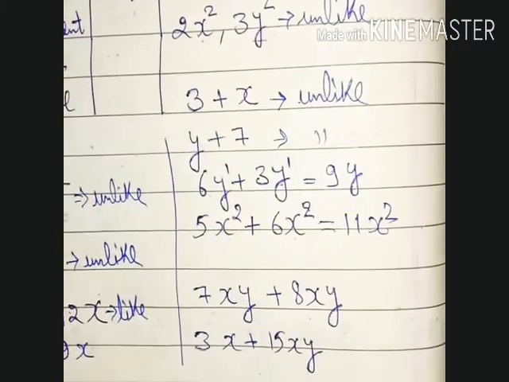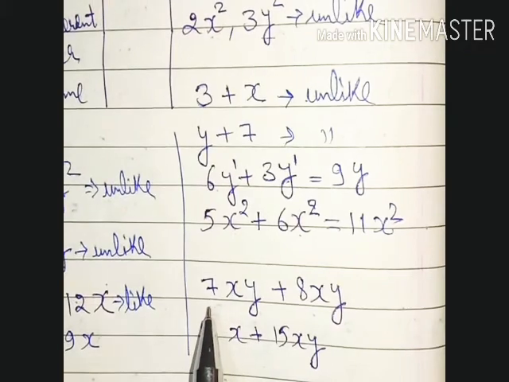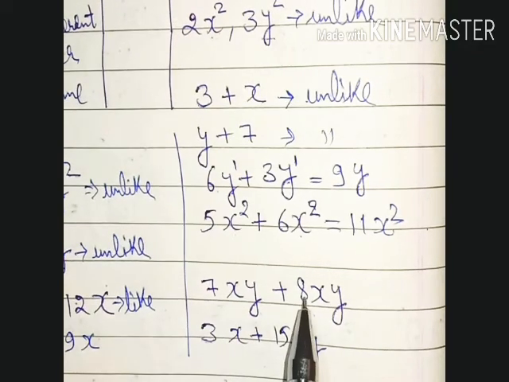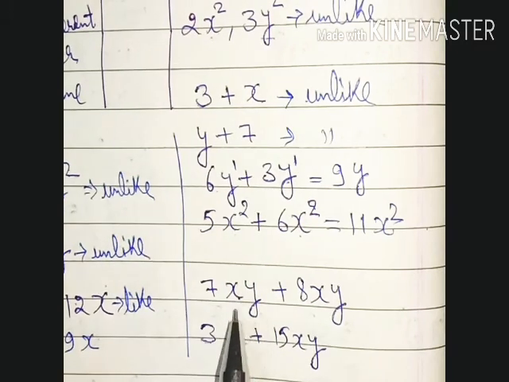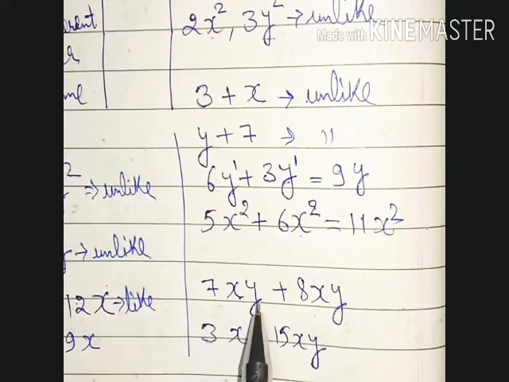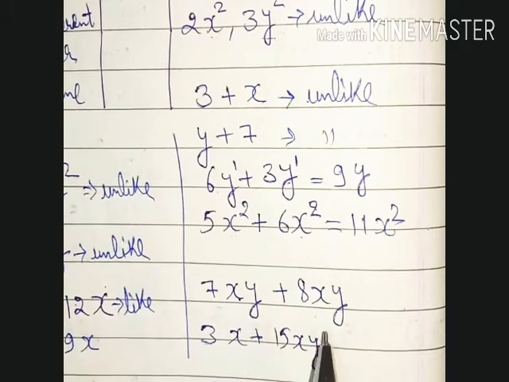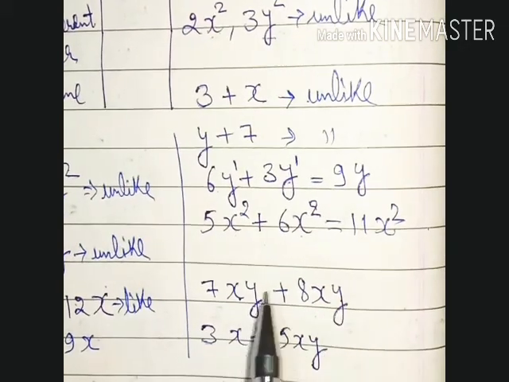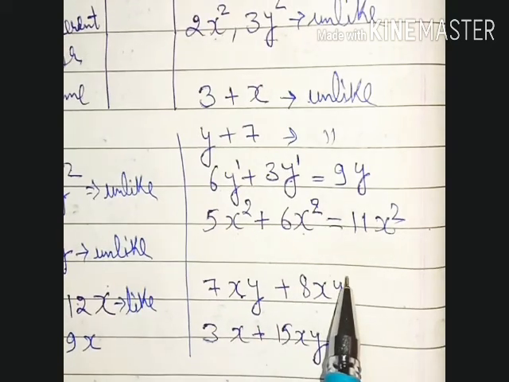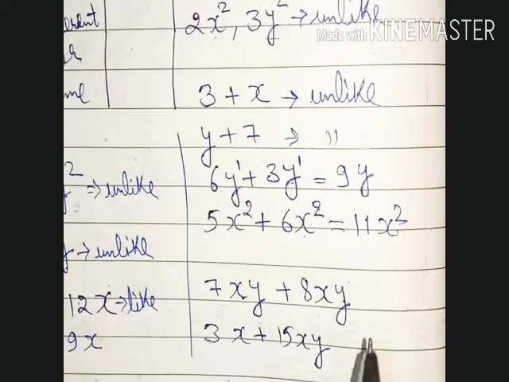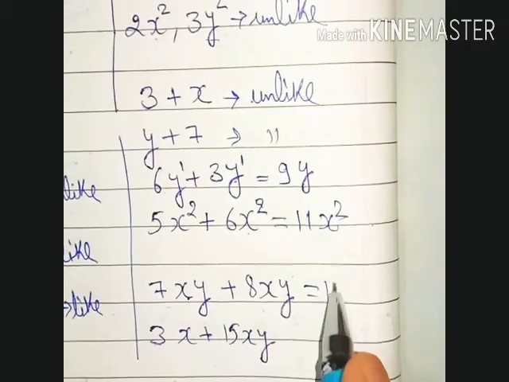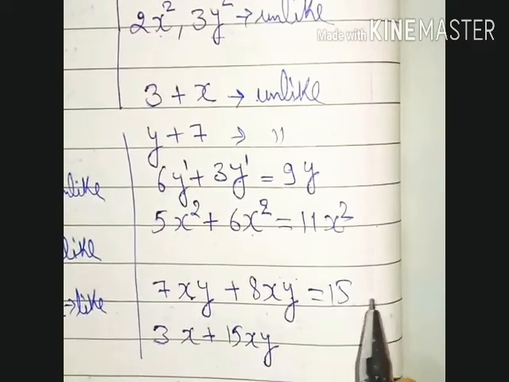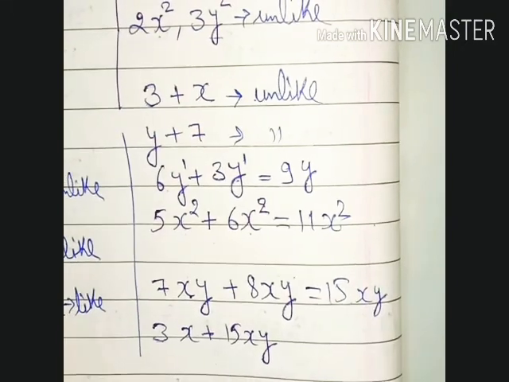Next, moving on to one more example, 7xy and 8xy. The term has variables x and y, both with power 1, and this term has x and y as variables, both with power 1. No problem, the coefficients are different, so these are like terms. We can add 7 plus 8, 15, and xy will be the same.